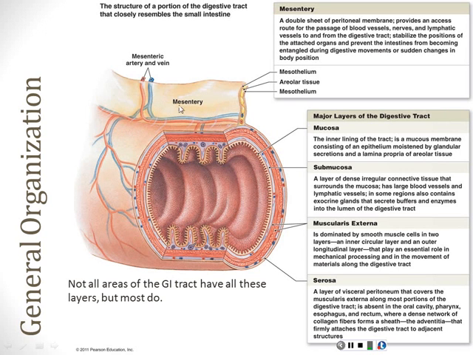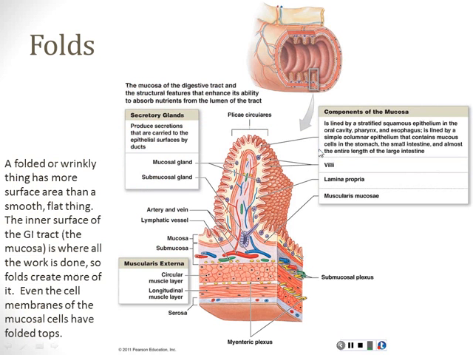All right. And then this tube kind of hangs from a double sheet of tissue called the mesentery, which we'll talk more about in a little while. All right. So the principal message of this slide is the 4 layers of the digestive tract. So mucosa, submucosa, muscularis externa, and then the serosa along the outside.